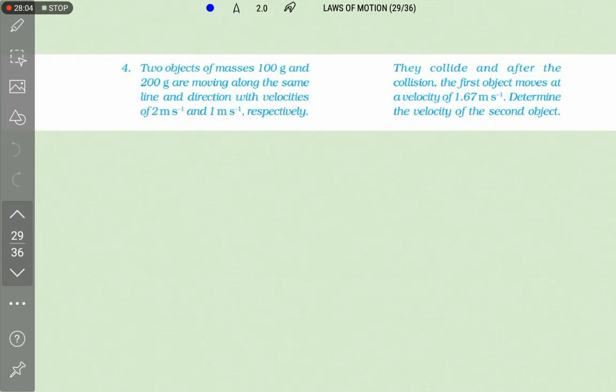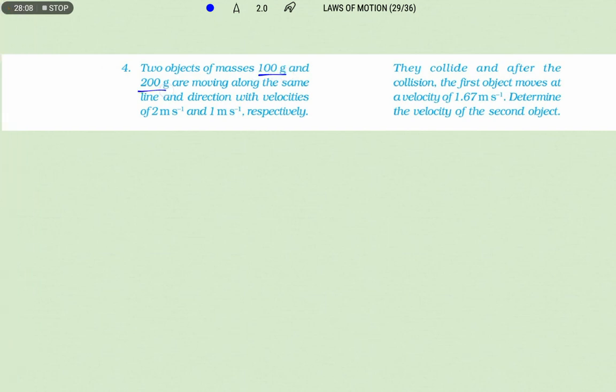Right, let us see the next one. Two objects of mass 100 gram and 200 gram. So m1 is given as 100 gram, so convert this into kg: 0.1 kg. And m2 is given as 200 gram. Expressing in kg, 0.2 kg.